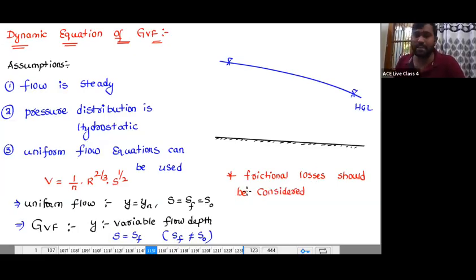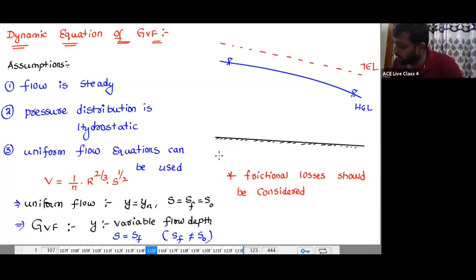So when I consider the frictional losses, do you think the total energy line is going to be horizontal? No. The total energy line is going to be falling. So that is going to be the total energy line.